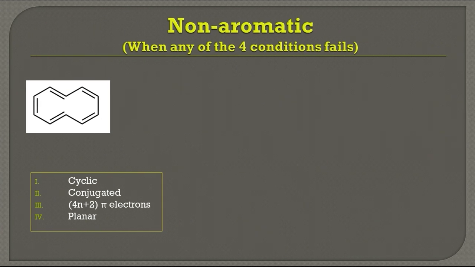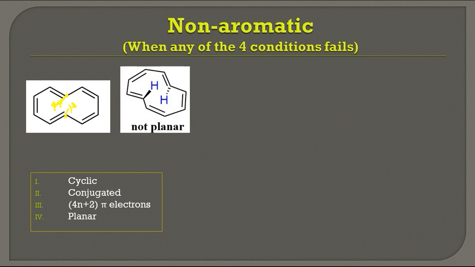And the last one, non-aromatic. So when any of the 4 conditions fails, then you will choose it as non-aromatic. Now if you look at this picture, it is just like naphthalene, only these 2 carbons are not connected to each other. So there is hydrogen. Now these 2 hydrogens, if you consider this type of planar structure, there will be some steric hindrance, that is steric interaction between them. So to avoid that, this molecule ultimately becomes non-planar. So that is why the picture should be like this. This is not the correct way to represent this molecule.